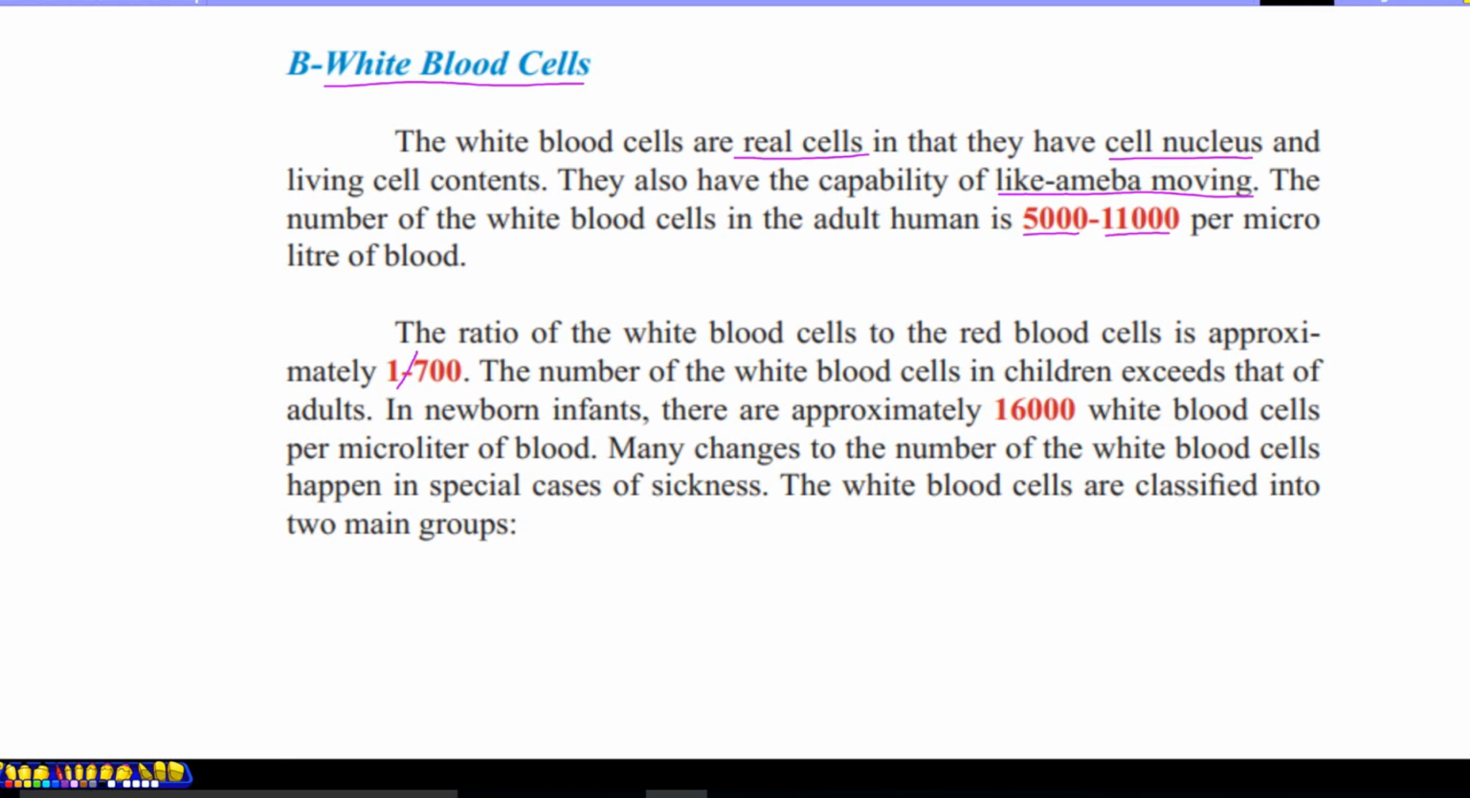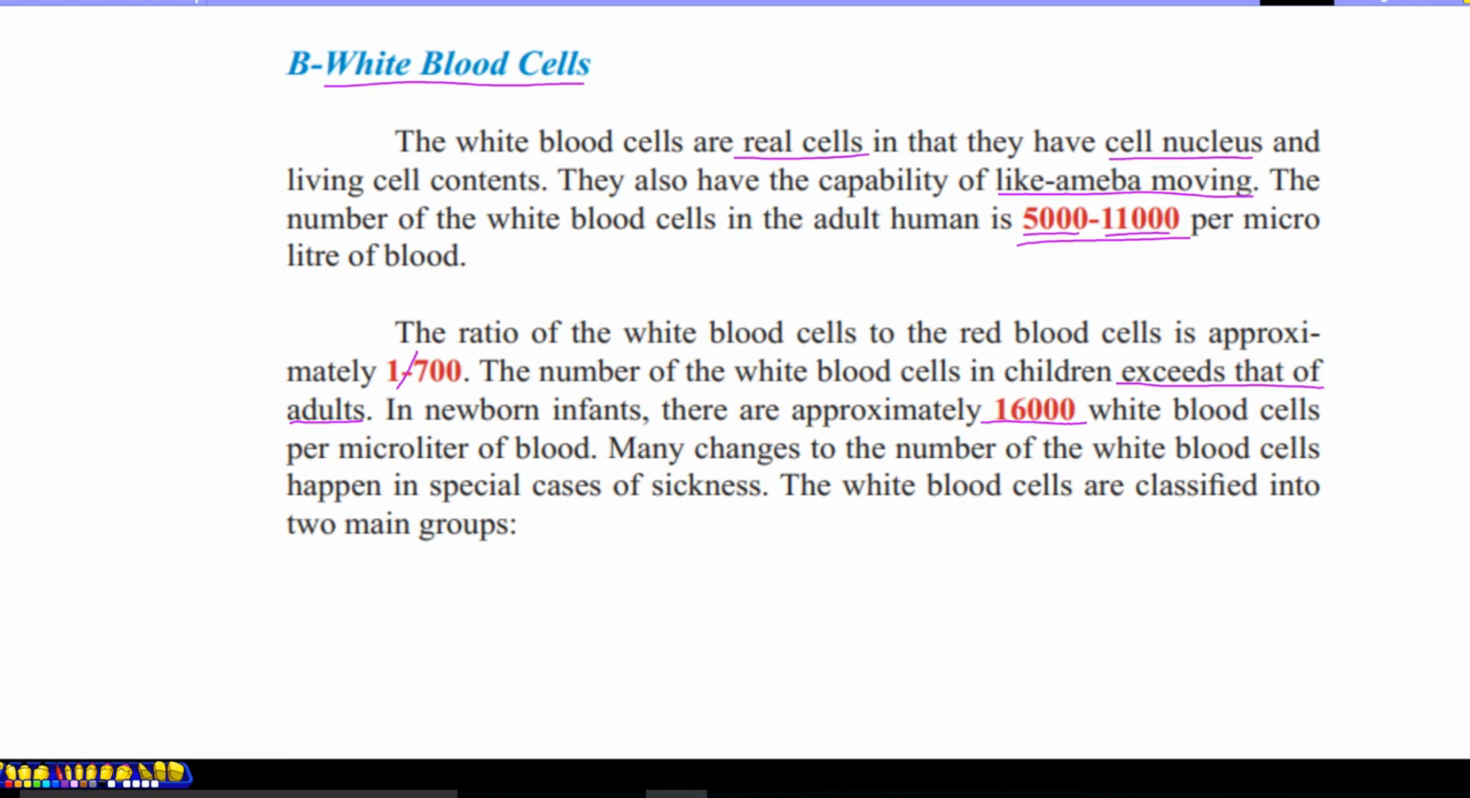The number of white blood cells in children is higher than in adults, because children are more exposed to harmful germs or microbes in the environment, so they need more defense for their body. So the number of white blood cells is higher in newborn infants. There are approximately 16,000, while in adults, as we said, about 5,000 to 11,000 white blood cells per microliter of blood.